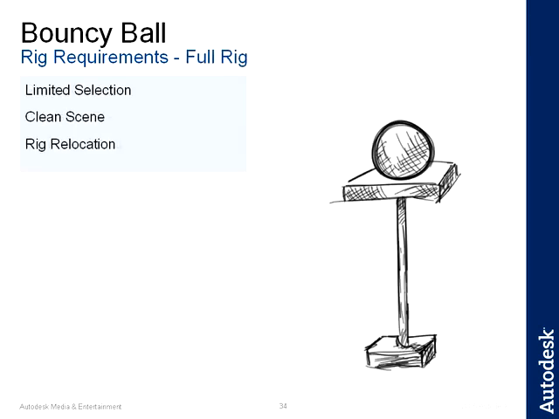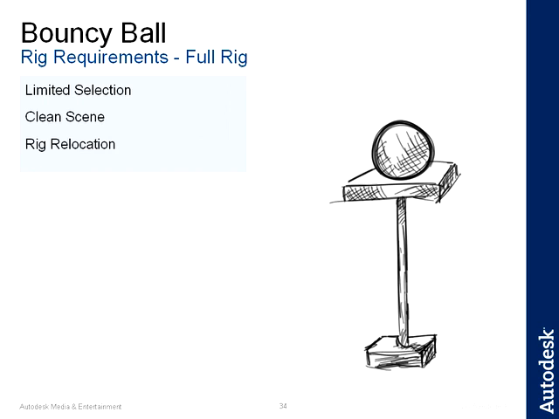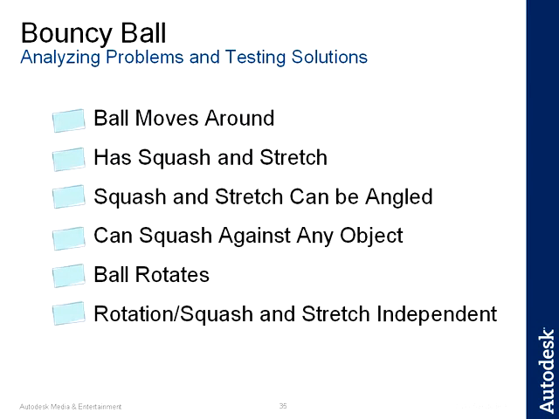We also have full rig requirements. So these are individual animation control requirements. This is the full rig requirement, meaning the scene that we give to the animators. It's got to have limited selection, meaning the animator can only select what we want them to. It has to be a clean scene that we don't have to worry about the animators selecting things we don't want them to. And the rig needs to be able to be moved anywhere within our entire scene.